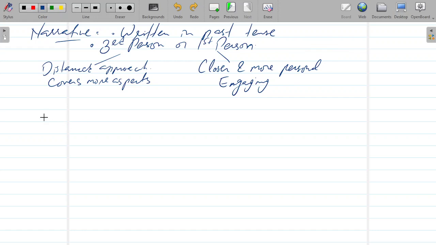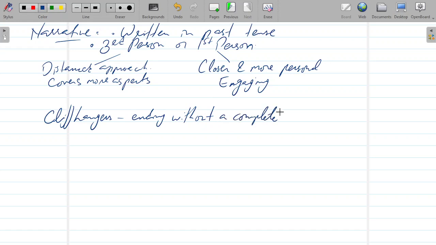Acha. You can use certain techniques which are mentioned in, I believe, the specimen paper mark scheme or one of the other papers, right? So you can use techniques such as cliffhangers, right? So ending without a complete story. That doesn't mean you ran out of ideas and so you stop midway, right? This is purposeful, right? So you end with the reader thinking, oh, what's going to happen next?